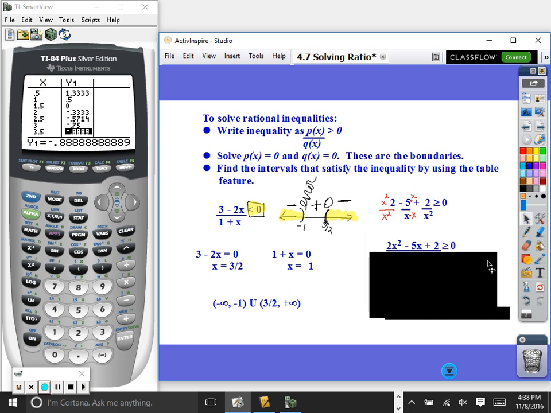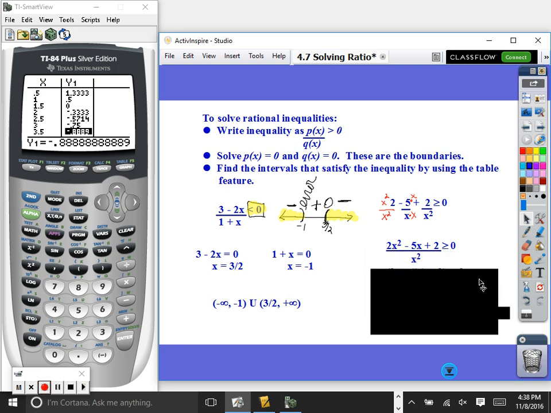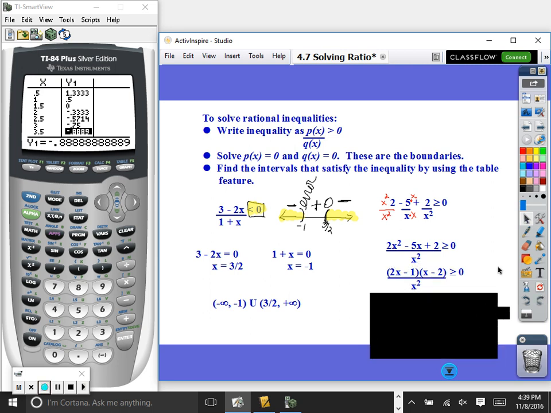This already reads as x squared. So then I get 2x squared minus 5x plus 2 in my numerator, and my denominator is all x squared. So then, if I factor my numerator, I get 2x minus 1 times x minus 2 all over x squared. So now I can actually find my boundaries. And my boundaries here occur at 1/2, at 2, and at 0.